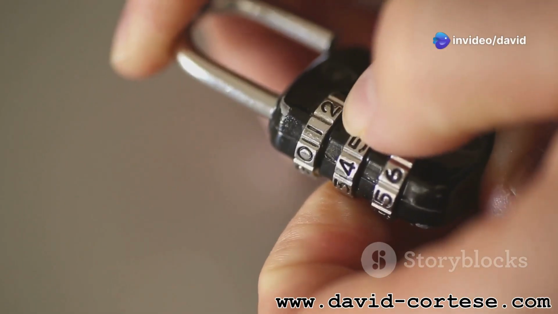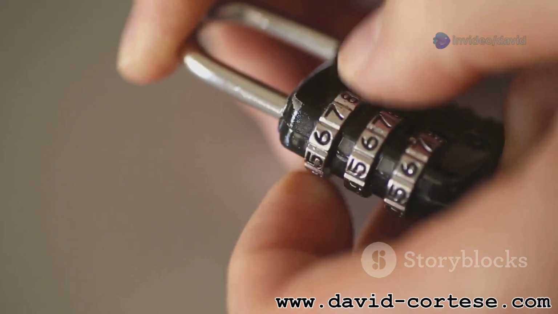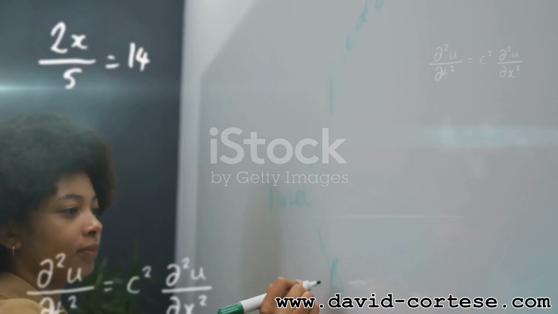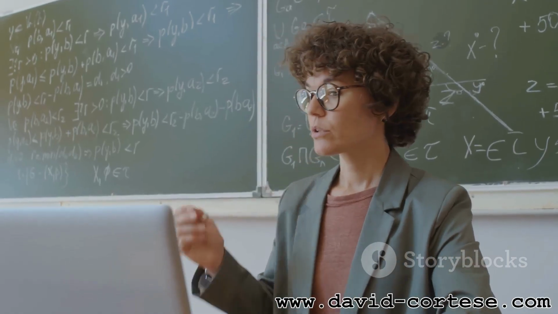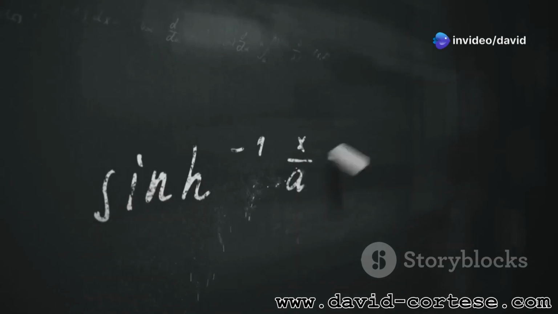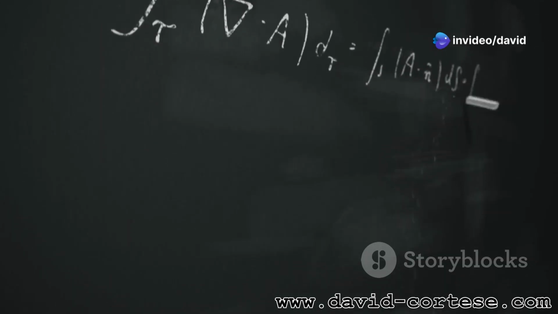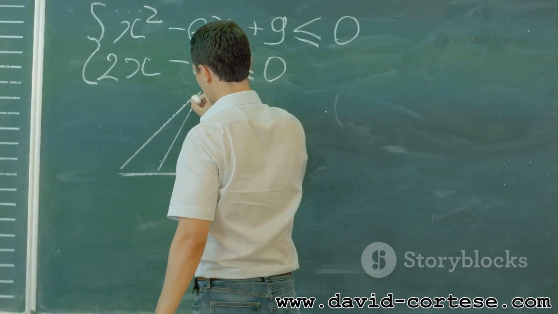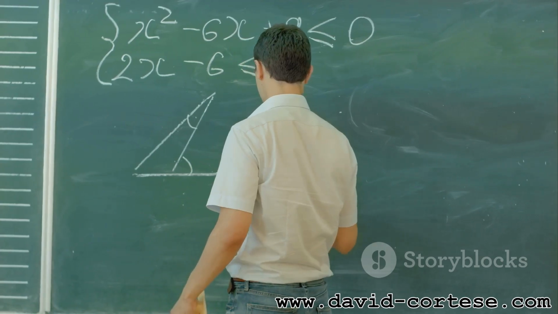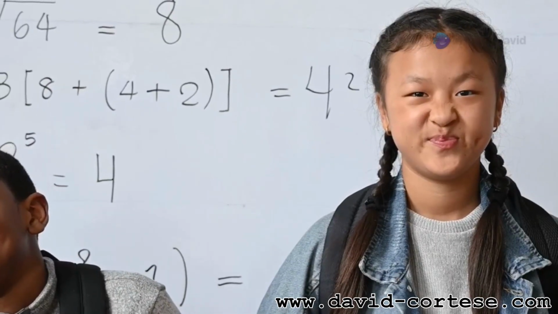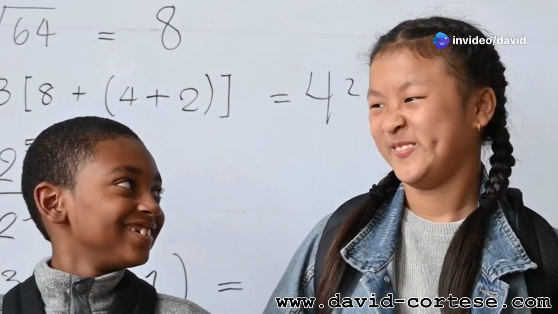Factoring is like finding the secret code to unlock a quadratic equation. It's a technique that involves breaking down the equation into simpler expressions, making it easier to solve for x. Imagine you have a quadratic equation like x² + 5x + 6 = 0. Factoring helps us rewrite this equation as (x + 2)(x + 3) = 0. Notice how we've expressed the original equation as a product of two simpler expressions.